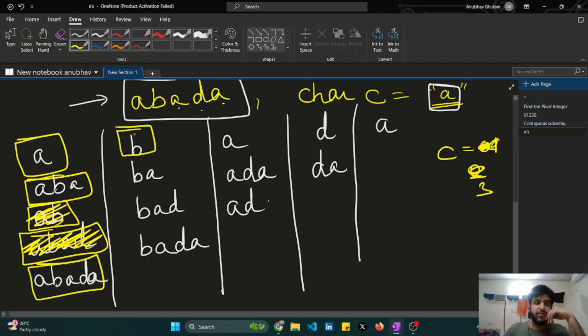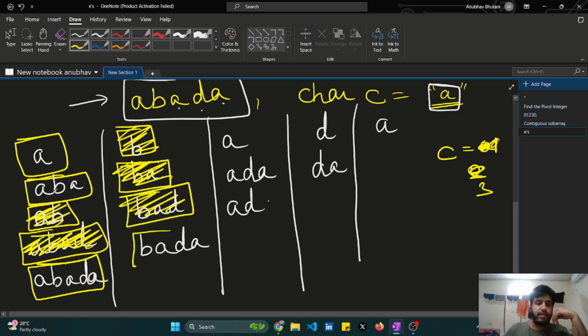Is B starting and ending with A? No. Is BA starting and ending with A? No. Is BAD starting and ending with A? No. Is BADA starting and ending with A? No. Is A starting and ending with A? Yes. So my count becomes 4. The count is 4 currently.